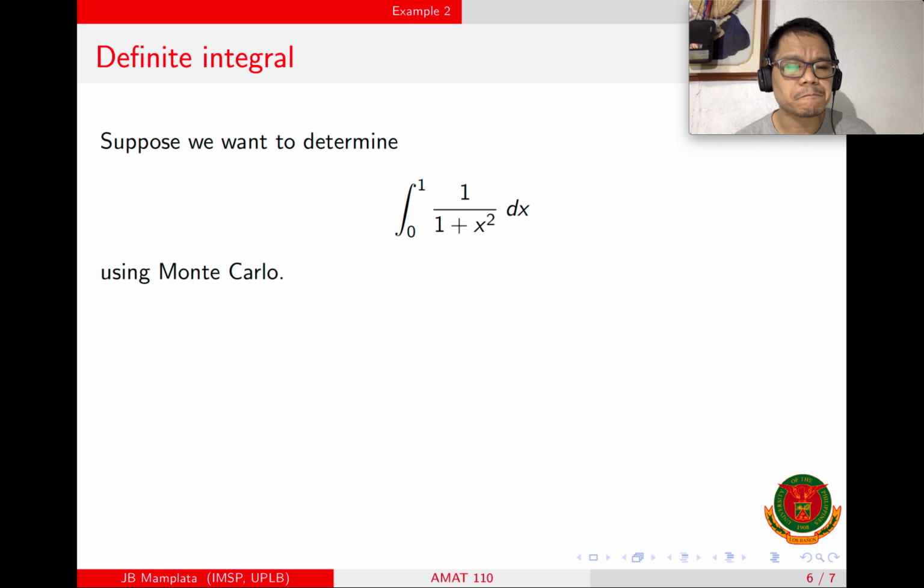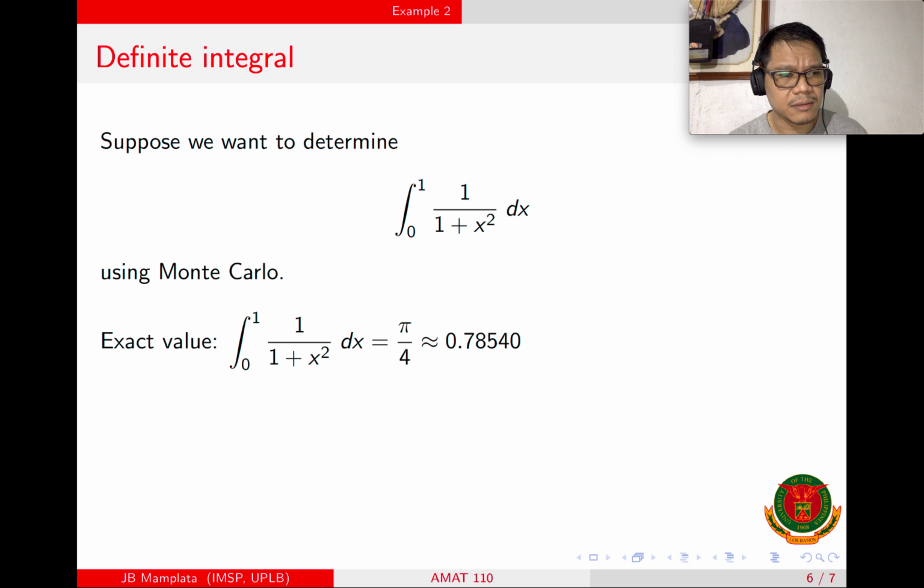Alright? But before we use Monte Carlo simulation, alam naman natin yung value ng integral na to. This is actually elementary calculus. And we know that the exact value of this is pi over 4, or approximately equal to 0.78540. Okay? Ngayon, how are we going to use Monte Carlo simulation to approximate the value of this integral?